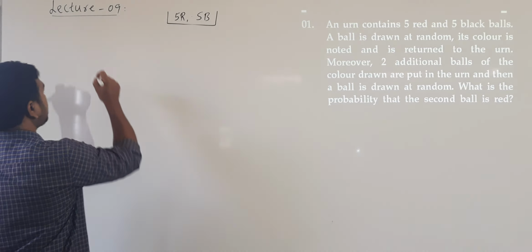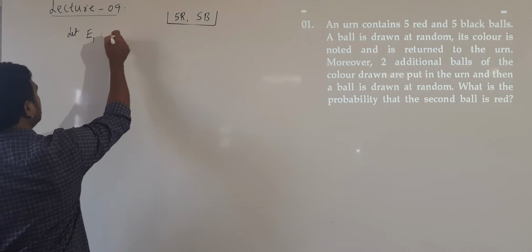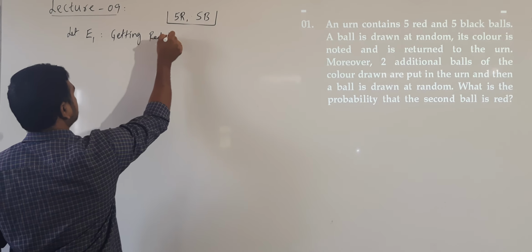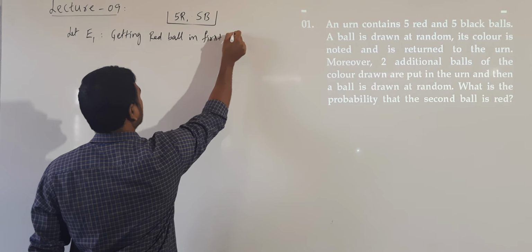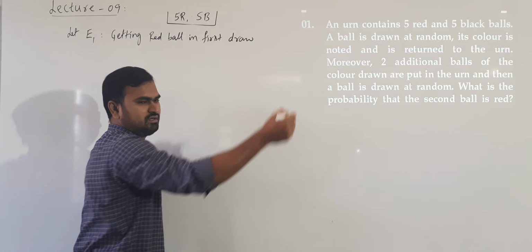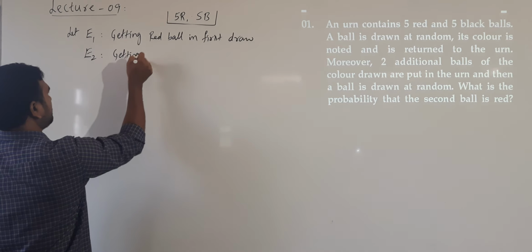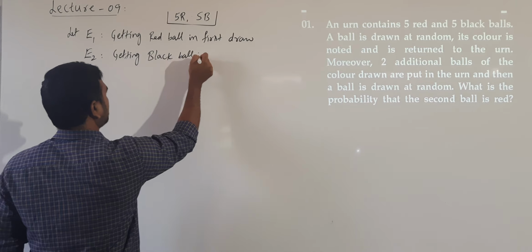Let E1 be the event of getting a red ball in the first draw. Now, it may not always be red. In the first draw, we may get a black ball also. E2 is the event of getting a black ball in the first draw.